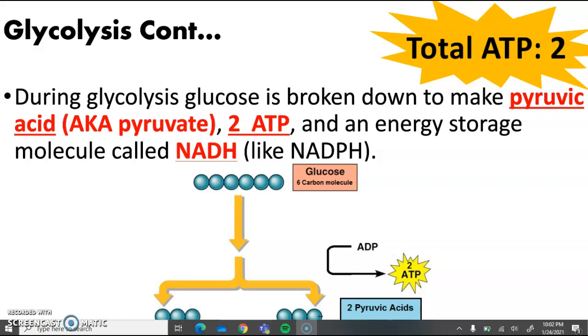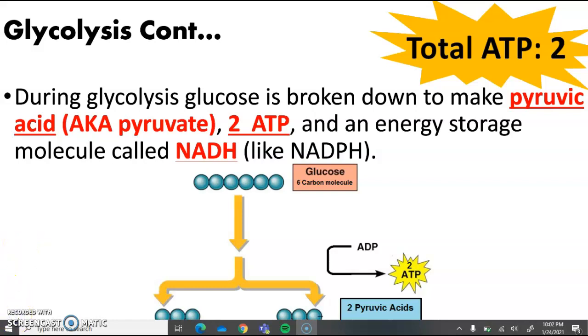And you might say, oh, NADH, that sounds really familiar to NADPH. And that's because they have extremely similar roles. NADH, very similarly to NADPH, is an electron carrier. And it's going to safely carry electrons from the cytoplasm to the electron transport chain, which is happening inside of the mitochondria in a different location.